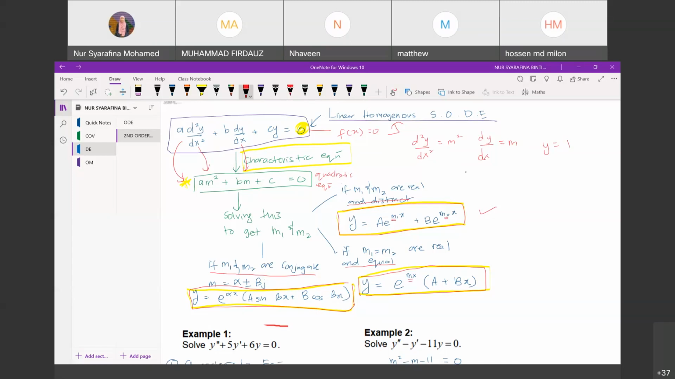And then the last one, if the roots are conjugate complex numbers, in terms of alpha plus minus beta j, the solution equals e to the power of alpha x times (a sine beta x plus b cos beta x). Clear? Understand? Everyone?